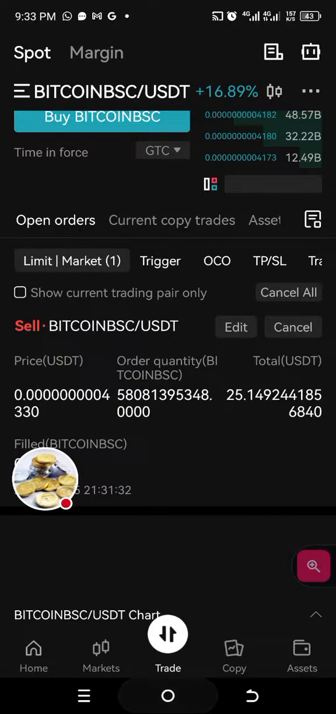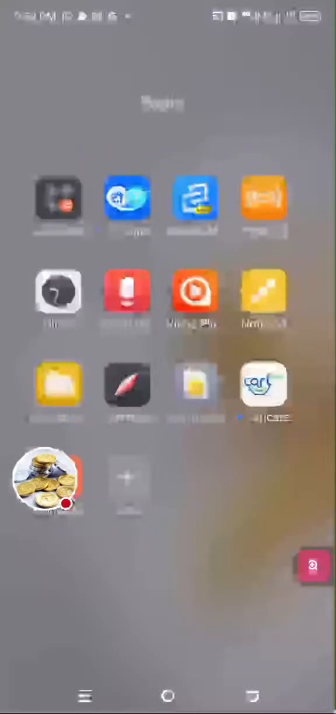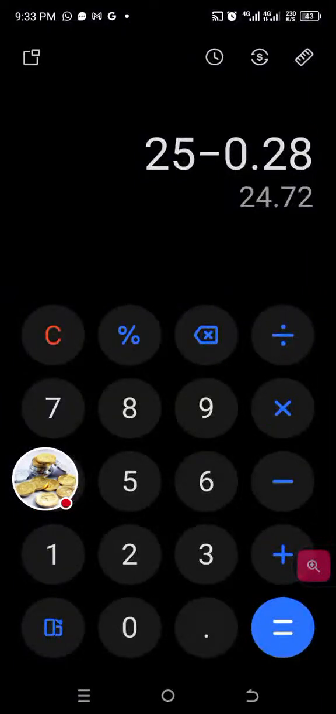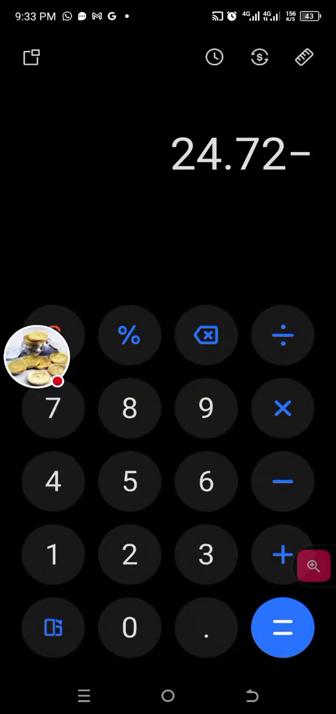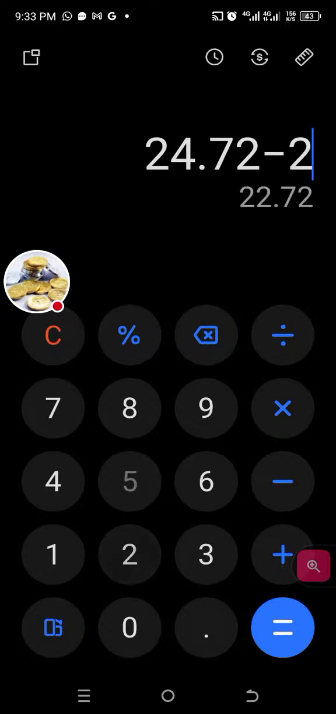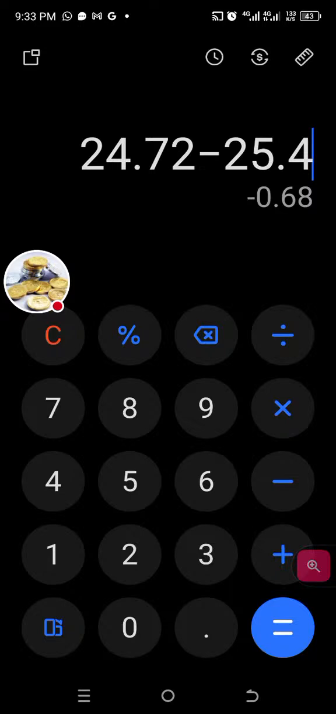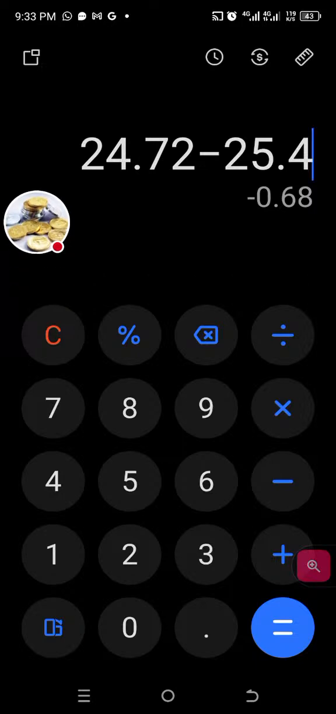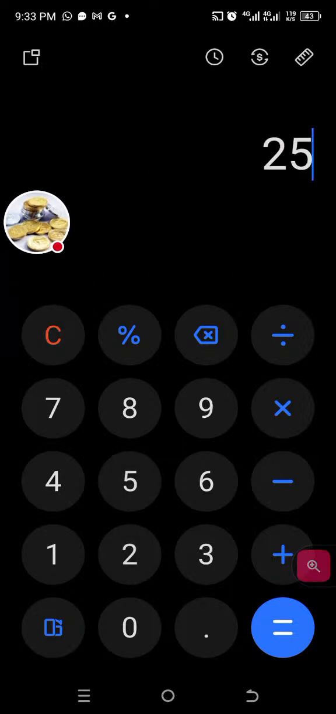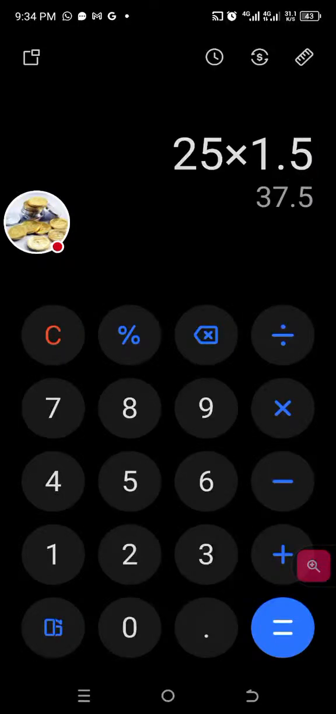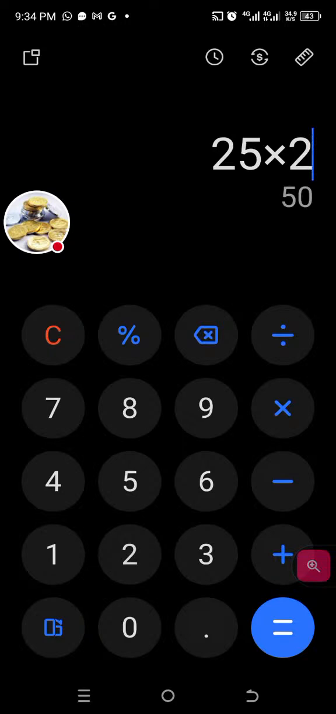Let's go and see what profit we're supposed to get from here. What is a profit, right? So it's supposed to be, let me put that there, minus 25.14. Well, we're going to get 68 cents. What would that be? Let me see. 25 times, what would that be? What's 1.5%? Let me take that away. 1.5%. What am I doing? Let me do 2% and see.